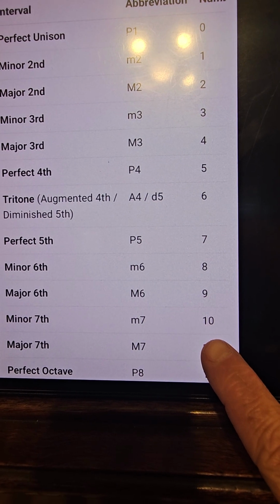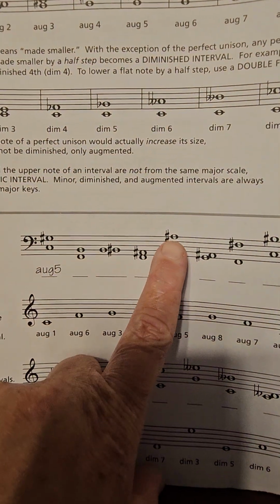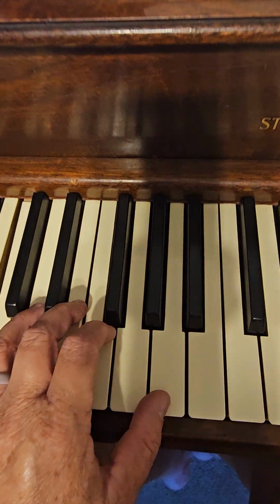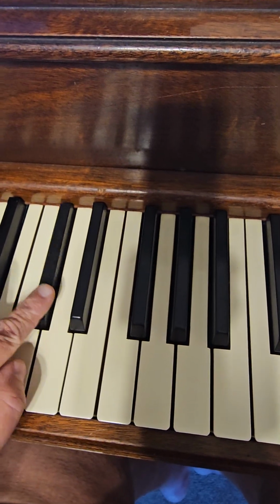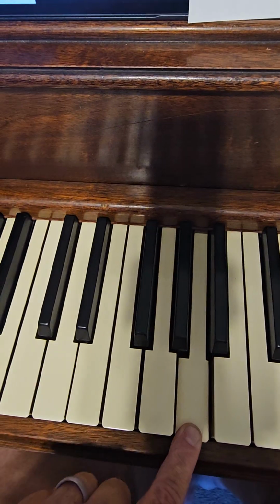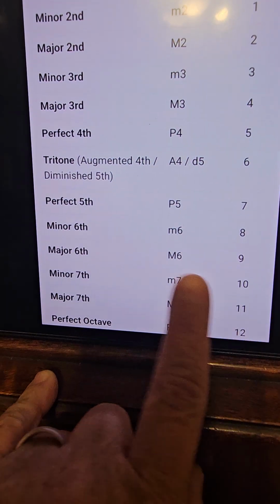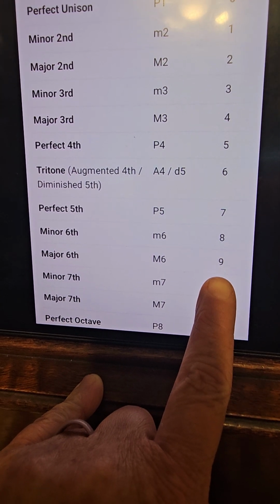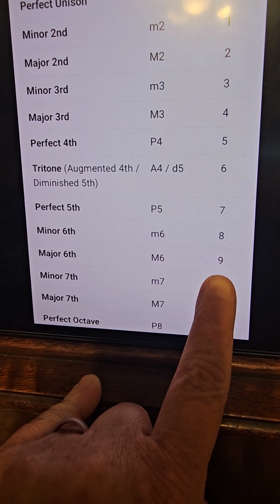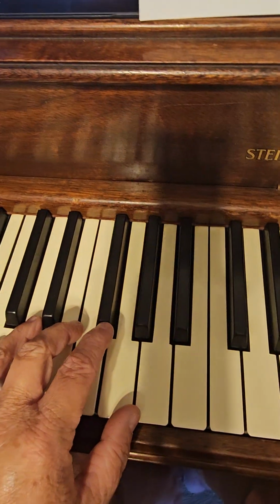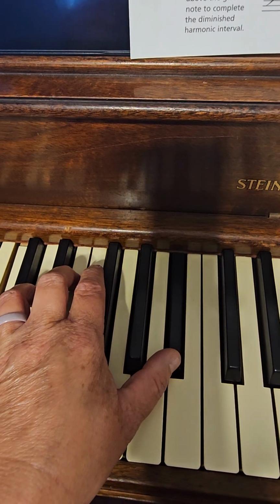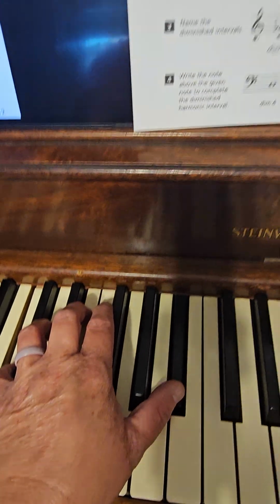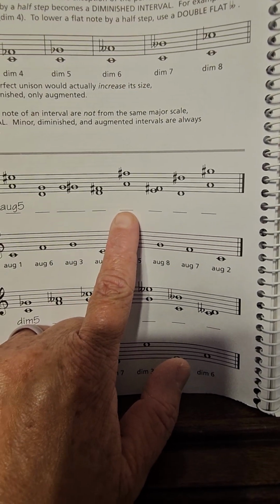Now, do we have any sharps or flats with that? Yes, we do. So something has been raised. So let's take that sharp off and see what we've got. 1, 2, 3, 4, 5, 6, 7, 8, 9. What do we have here for 9? We have a major sixth. So what happens if we take a major sixth and we raise that half step? We are augmenting or diminishing it. We are augmenting it. So this would be an augmented sixth.